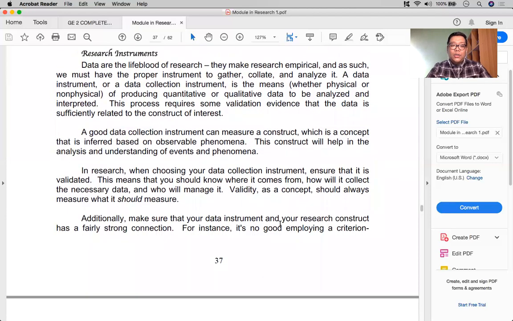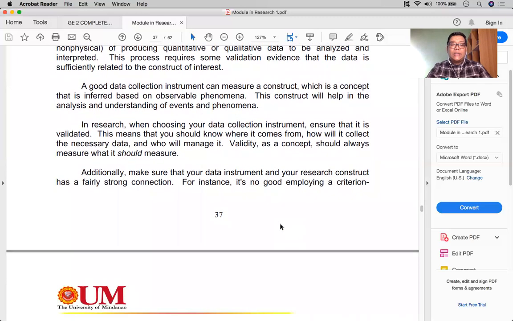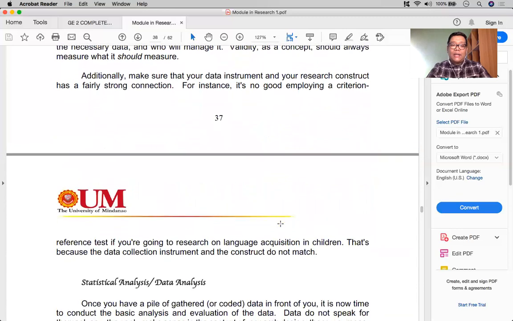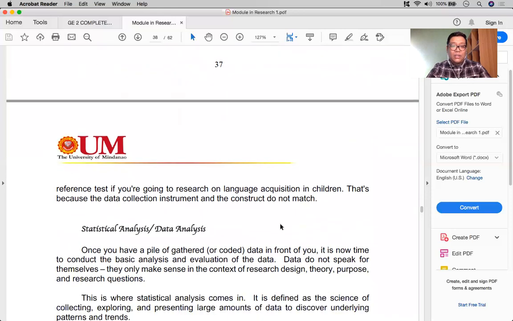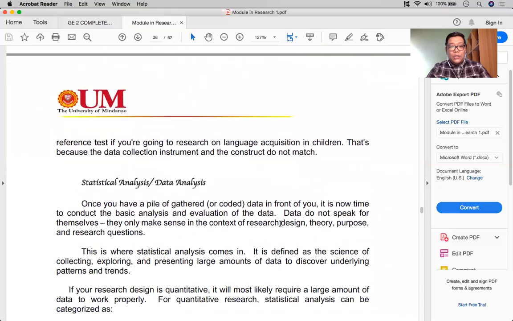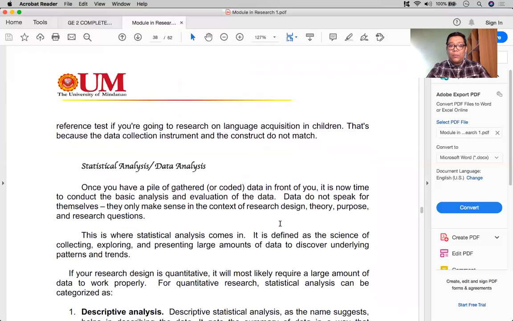Additionally, make sure that your data instrument and your research construct have a fairly strong connection. There should be relevance. For instance, it's no good employing a criterion reference test if you're doing research on language acquisition in children, right? That's because the data collection instrument and the construct do not match. So for quantitative research, we have statistical analysis, or for qualitative research, we have data analysis.